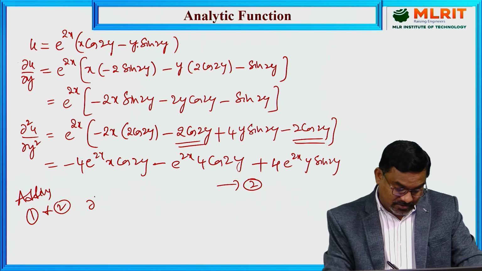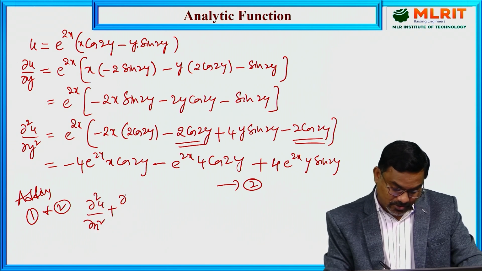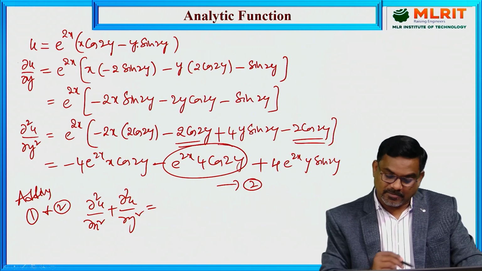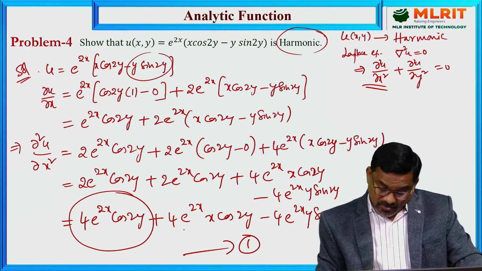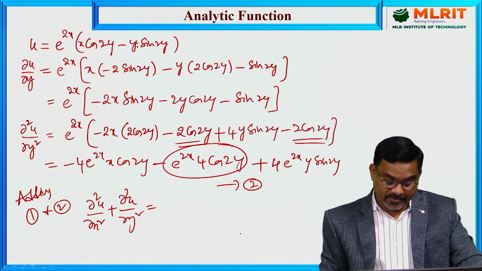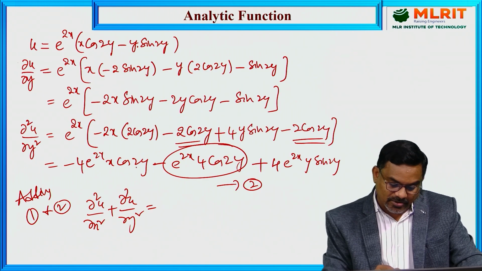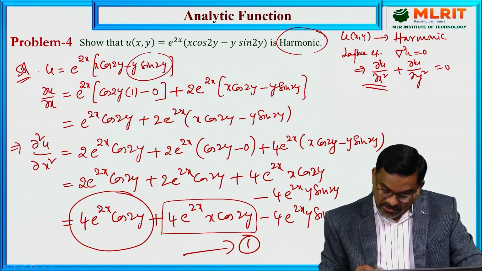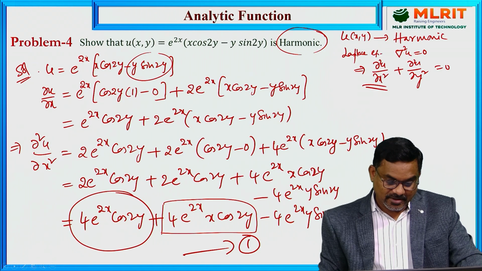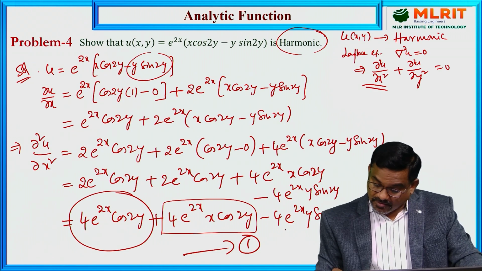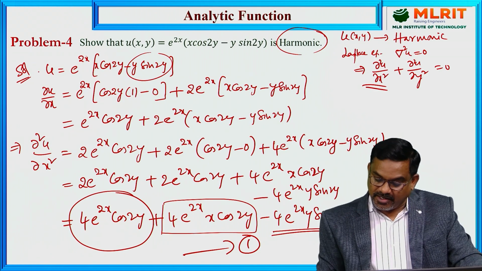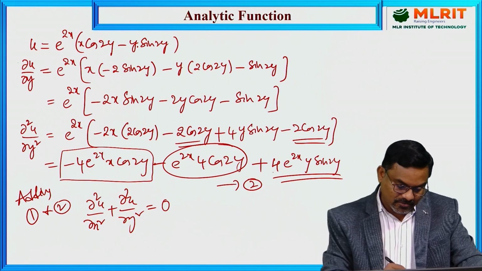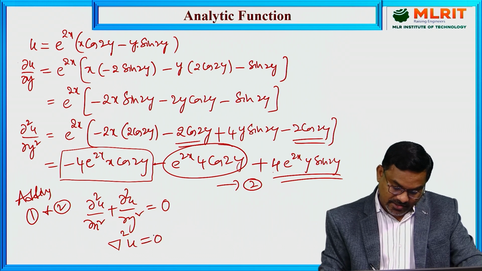So ∂²u/∂x² plus ∂²u/∂y², this term and this term get cancelled. Next, 4x e^(2x) cos 2y and minus 4x e^(2x) cos 2y. The terms in the rectangle, these two, have opposite signs. Next, the last one, minus 4y e^(2x) sin 2y plus 4y e^(2x) sin 2y. Obviously, we will get ∇²u is 0.